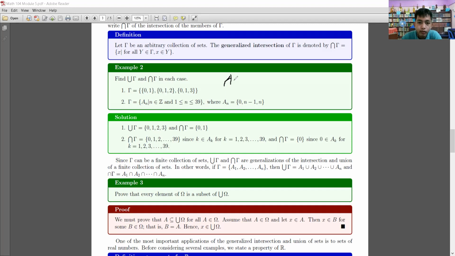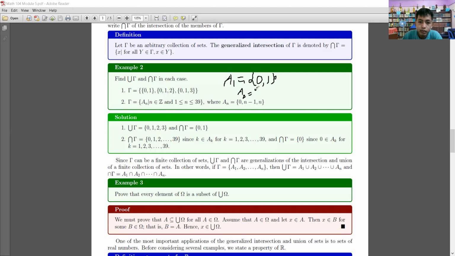So for example, we have A sub 1. Ano itsura ni A sub 1? So according sa given, yung A sub n natin is {0, n minus 1, n}. So si A sub 1, we have 0, we have n minus 1, which is 1 minus 1 is 0, and n, which is 1. So si A sub 1, ang laman niya is {0, 1}.